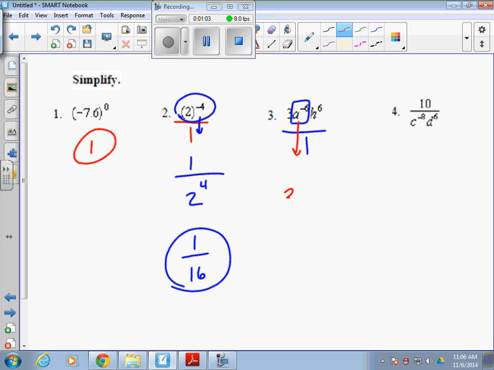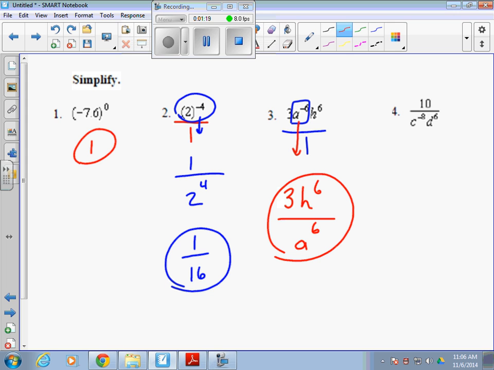So 3 stays on the top. H to the positive 6 stays on the top. And a to the negative 6 comes down and becomes to the positive 6. That's how it's supposed to look. 3h to the 6th over a to the 6th. Same thing with number 4.